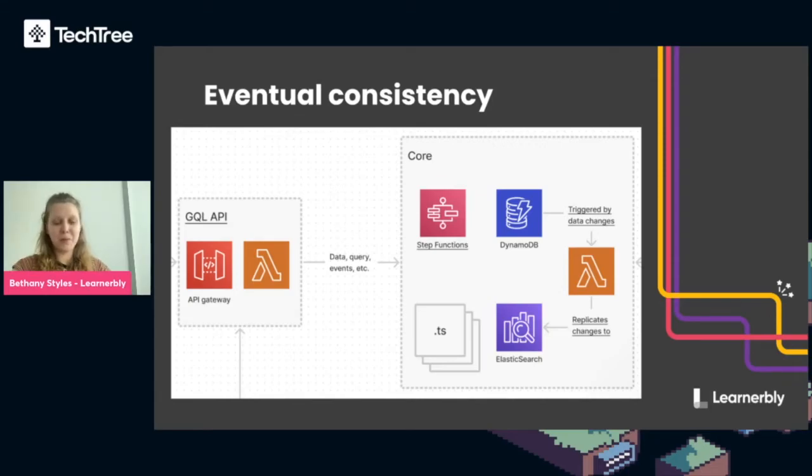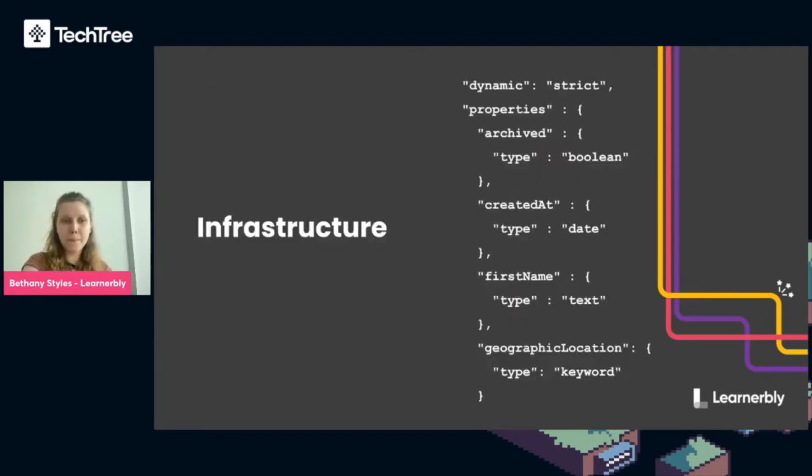So it was good that we found this out now, and we might have to think a little bit more about how we plan our indexes. Another issue we came across is to do with our infrastructure. So I've just included a little snippet of the mappings for Elasticsearch. These are kind of like a schema for your database.